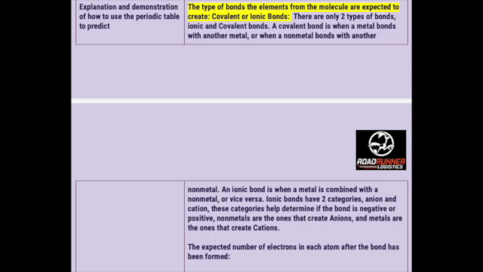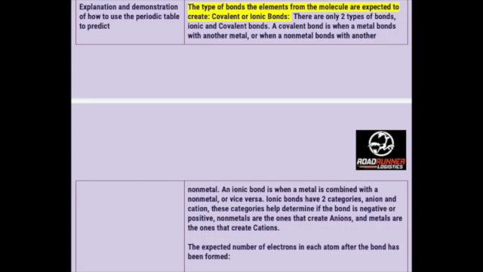A covalent bond is when a metal bonds with another metal, or when a nonmetal bonds with another nonmetal. An ionic bond is when a metal is combined with a nonmetal, or vice versa. Ionic bonds have two categories, anion and cation. These categories help determine if the bond is negative or positive. Nonmetals are the ones that create anions, and metals are the ones that create cations.